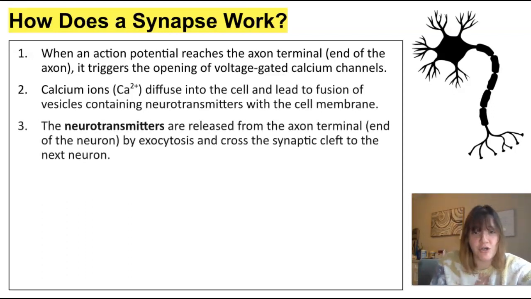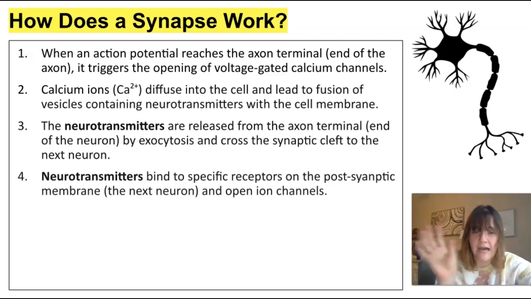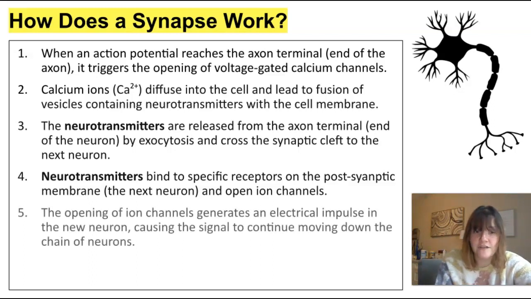Those neurotransmitters are then going to be released from the end of the axon by exocytosis, and they travel along that physical gap, that physical synapse that we talked about, and reach the dendrite of the next neuron. They then bind to specific receptors on that postsynaptic membrane, on that next neuron, and open up ion channels. And then the opening of those ion channels basically generates that electrical impulse in the new neuron, and it causes the signal to then continue moving down the chain of neurons. So it's basically just a chain reaction.